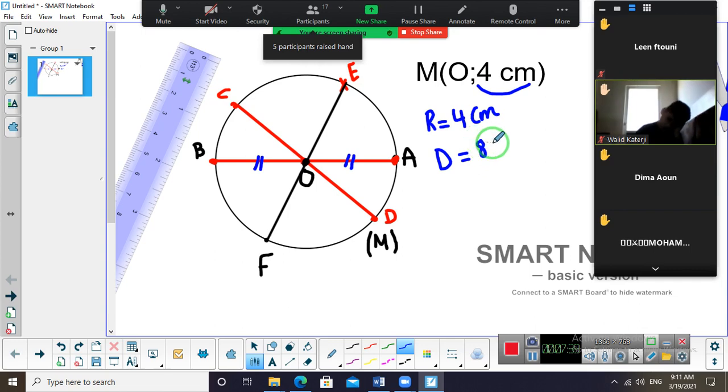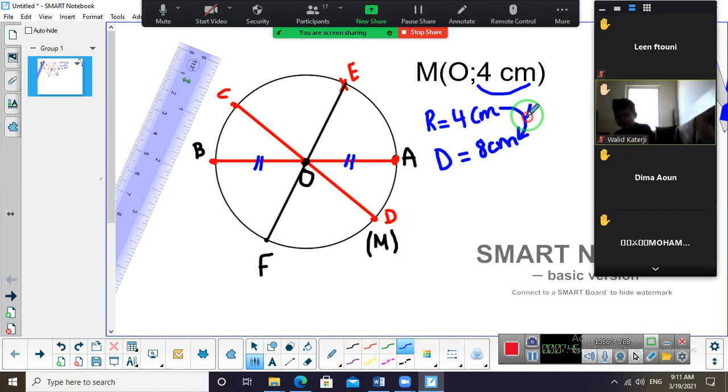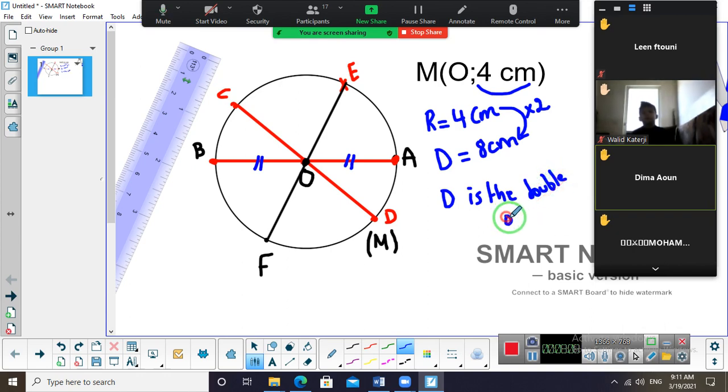So what is the relation between 4 and 8? I told you before that 4 times 2 gives me what? 8. So the diameter is the double of the radius. What is the meaning of double? The word double means times 2. The diameter is the double of the radius. Always the diameter is the radius times 2.